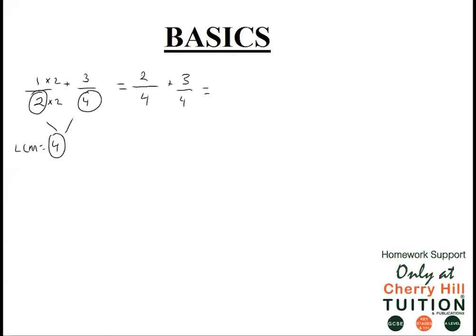Now that the denominators are the same, we can go ahead and add the numerators. So 2 plus 3 gives us 5, and the denominator always stays the same, and that's your answer. Okay?